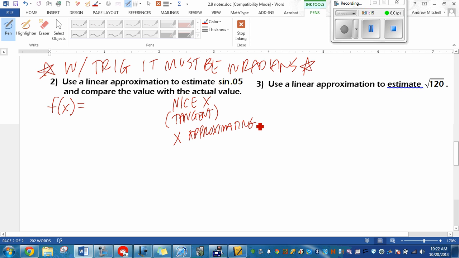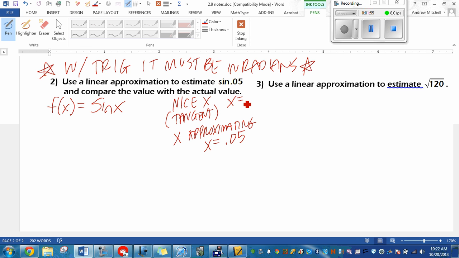So, first of all, what's the function that we're dealing with? If we're approximating sine of 0.05. What's the function? Sine, right? F of x equals sine of x. Well, the x value that we're approximating is 0.05. Right, that's the one we're trying to approximate. That's the ugly one, the one that we can't figure out exactly without a calculator. But there's a nice x value, something close to 0.05 that we can actually figure out if we put it in the sine. So what's close to 0.05 and we can take the sine of?